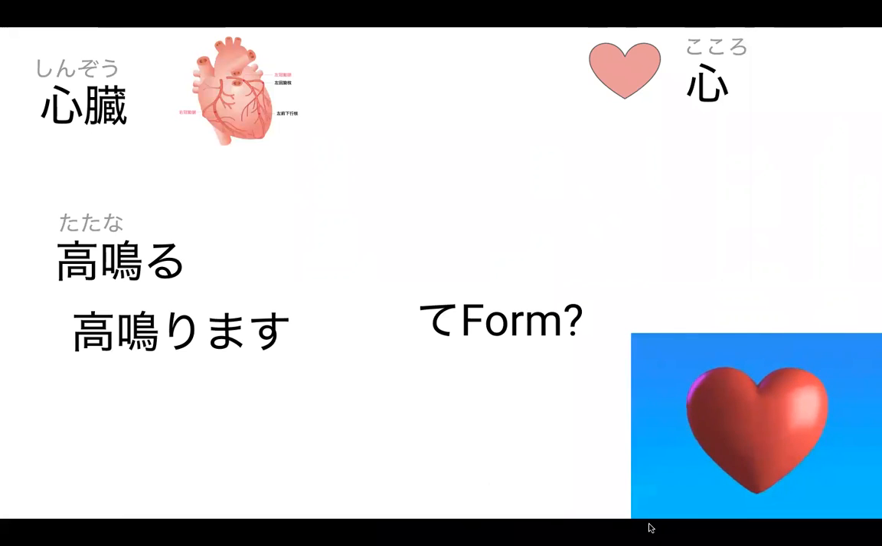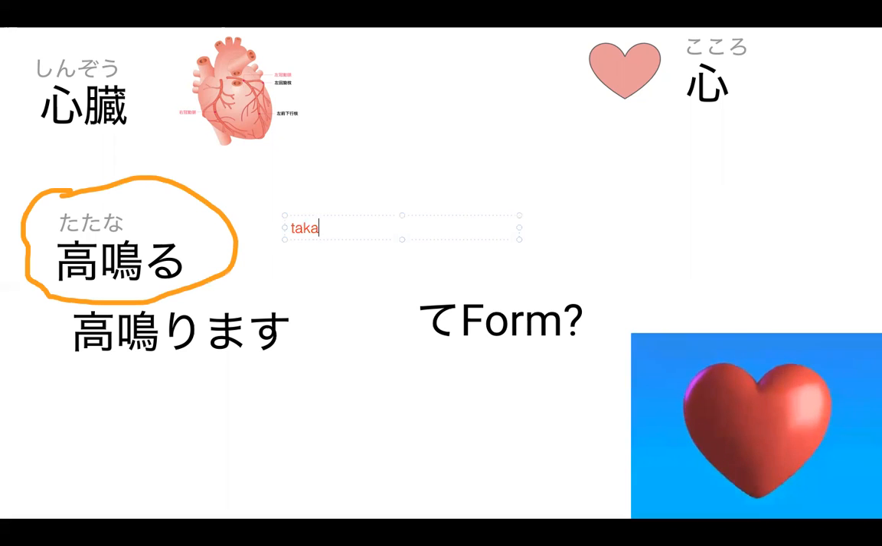What is a shinzo? Shinzo is your heart. Exactly, your physical heart. And what is this word over here? Is it your vascular system, so all the blood vessels and whatnot? Good guess. It says ta over there, but I never changed that. Takanaru with a ka is actually like throbbing. Kind of like thumping. Exactly.